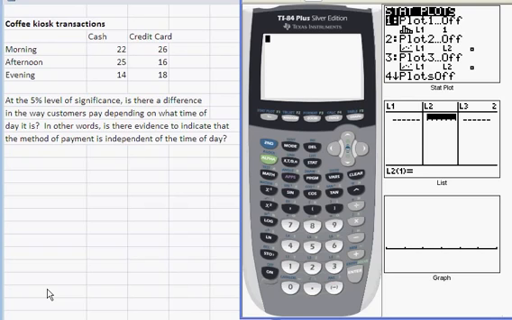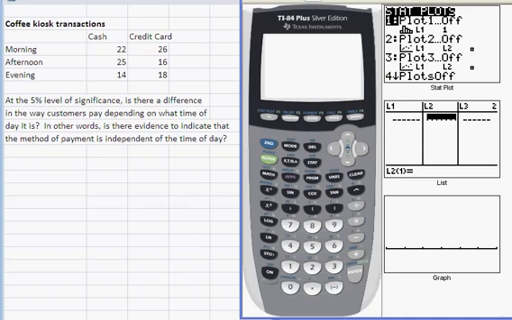Hi, in this video I want to show you how to do another type of chi-squared distribution hypothesis test. And this concerns tests of homogeneity or tests of independence. In these types of problems, you're going to have a set of data that's sorted into two different categories. And typically that data is presented in what's called a two-way table or a contingency table.